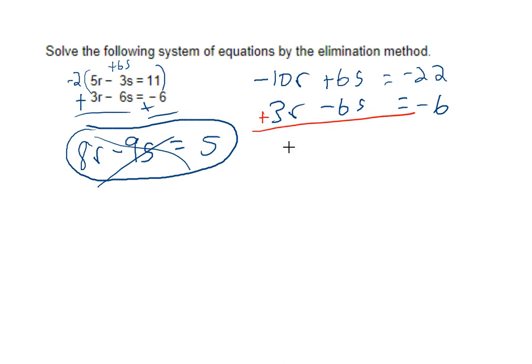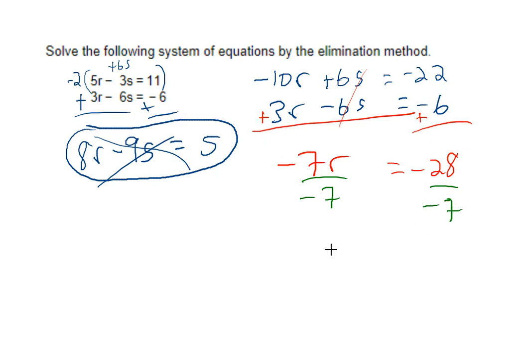And so adding the r's together, we get -7r. The s's are going to cancel each other out. And then we'll add the right-hand side. We get -22 minus 6, which will be -28. We set these equal to each other. Now we can solve for r since s is out of the picture. Right, so divide by -7 on both sides. And we get that r is equal to 4.